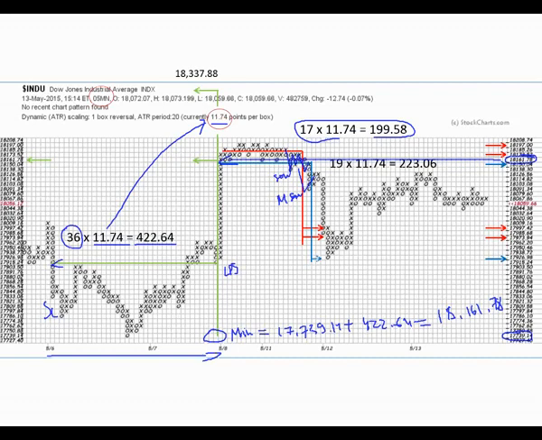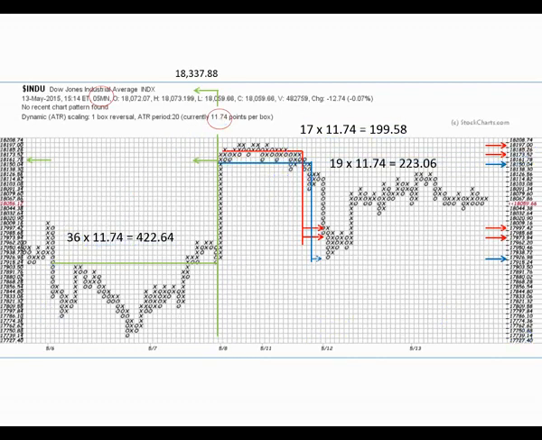The point and figure engine that StockCharts created does the calculation, so it's all automatic. All we have to do is select that option, which is dynamic ATR scaling, 20 periods, and it'll default to 20 periods. Then we can choose one-box or three-box reversal, and it'll all be done for us, and then it'll graph it using that scaling.